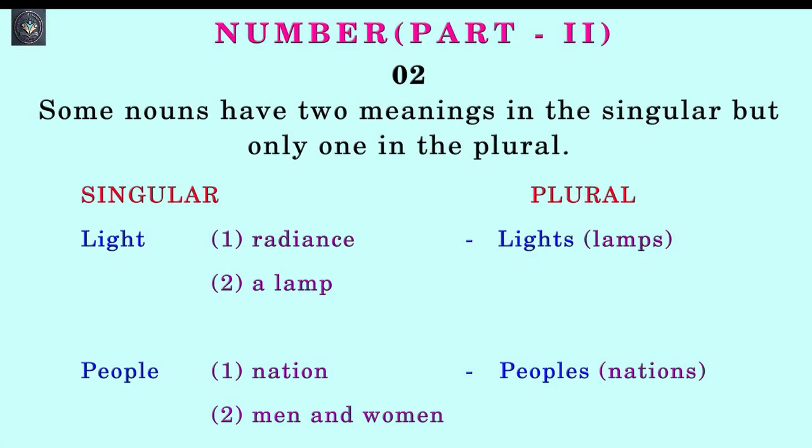Rule number 2. Some nouns have two meanings in the singular but only one in the plural. Let's see the examples. In singular, light has two meanings, that is, radiance or a lamp. In plural, lights has only one meaning, that is, lamps. In singular, people has two meanings, that is, nation or men and women. In plural, peoples has only one meaning, that is, nations.